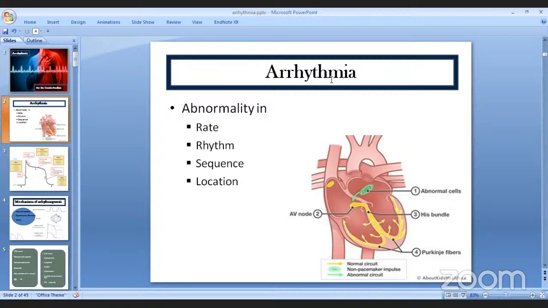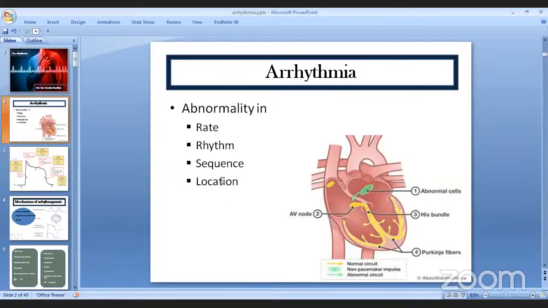When our heart is conducting, first atrial depolarization happens, right? Then ventricular depolarization, and eventually ventricular repolarization, sequentially. But when there is an abnormality in this sequence, in this situation we are going to call it an arrhythmia. That is, if ventricular depolarization occurs first instead of atrial depolarization, that's when we call it an arrhythmia.